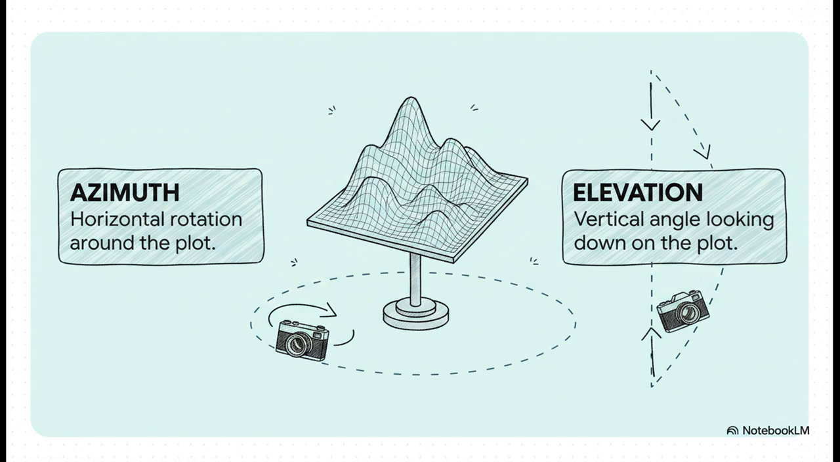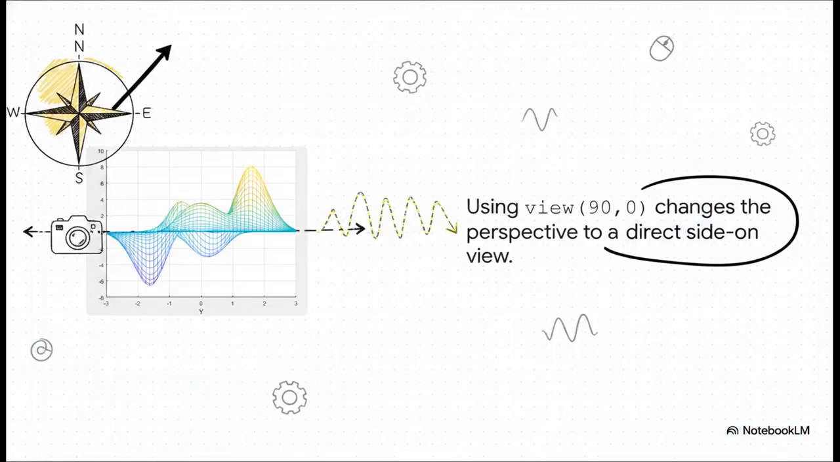It's all about two numbers. First is azimuth. That's your horizontal rotation. Think of it like walking around a statue in a circle. The second is elevation. That's your vertical angle. Are you looking up at the statue from the ground or looking down on it from a balcony? Simple as that.